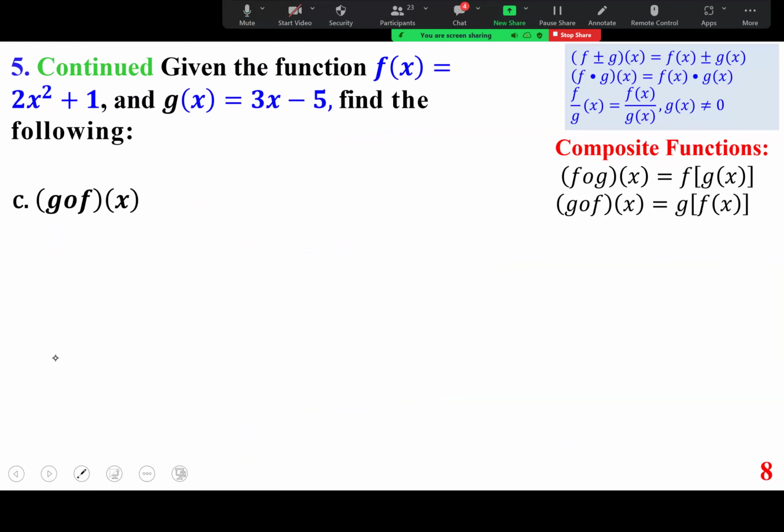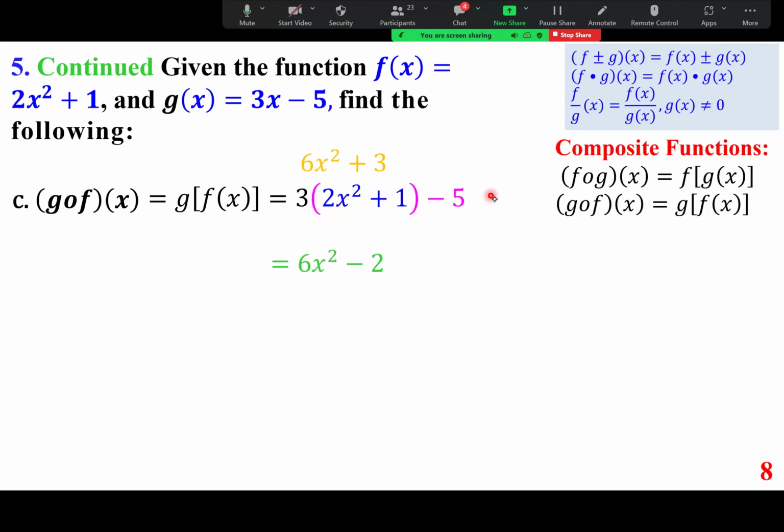We want to continue on that thought, and we want to find g of f of x. By definition that means g of f of x. So replace the x with f of x. 3 times 2x squared plus 1 minus 5. So this is 6x squared plus 3. 3 and negative 5, negative 2.